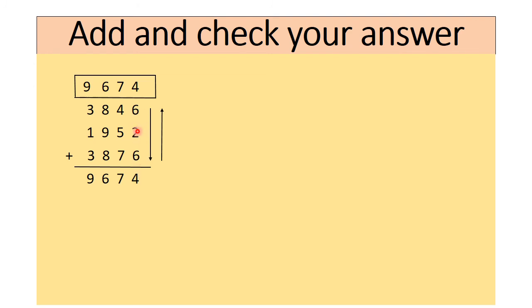Now 6 plus 2 is 8 and 8 plus 6 is 14. 4 I have written, carry over is 1 now. That 1 and 7 is 8, and 8 plus 5 is 13. 13 plus 4 is 17. 7 I have written, then 1 is again carried over. 1 and 8 is 9. 9 and 9 is 18, and 18 plus 8 is 26. So 6 I have written, and again carry over is 2. That 2 plus 3 is 5, plus 1 is 6, and plus 3 is 9. So the number which we have got is 9674, which is equivalent to the sum.